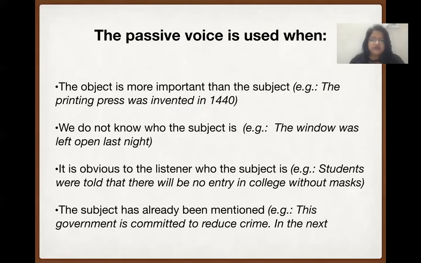So also another thing, the subject has already been mentioned. Okay, if the subject has been mentioned once, you don't need to mention it again, which means you can easily use the passive voice for it. Okay, give me one moment, please, again. Right. So this government is committed to reduce crime. Okay, now again, what is the action? Reducing crime. And who is committed? The government. So here, if you see, the subject has been mentioned, the object has not been mentioned. So again, here also, this is where we use the passive voice.